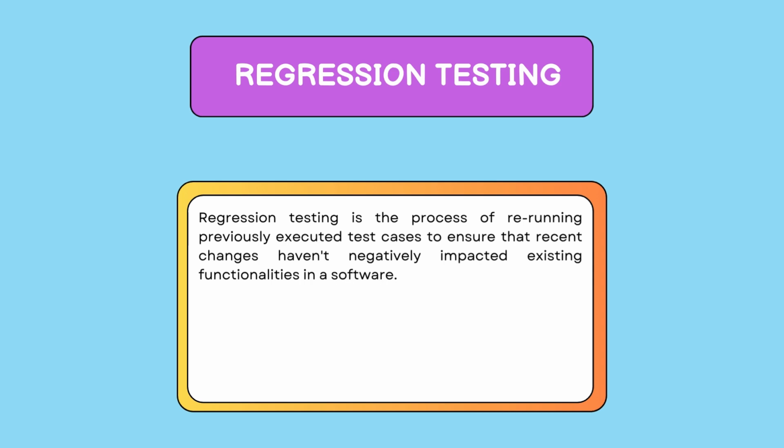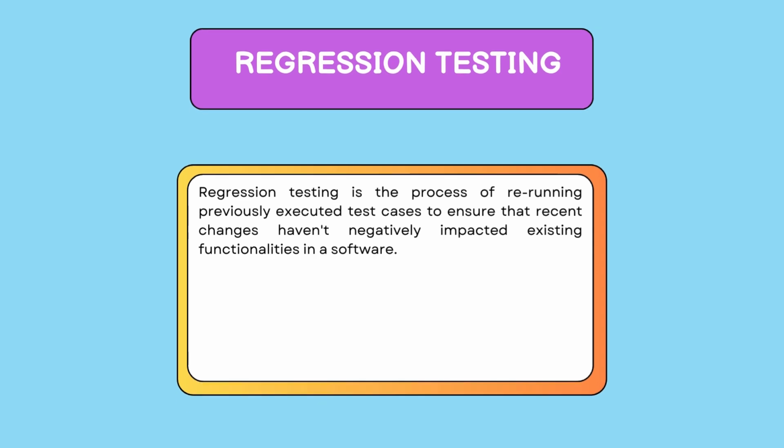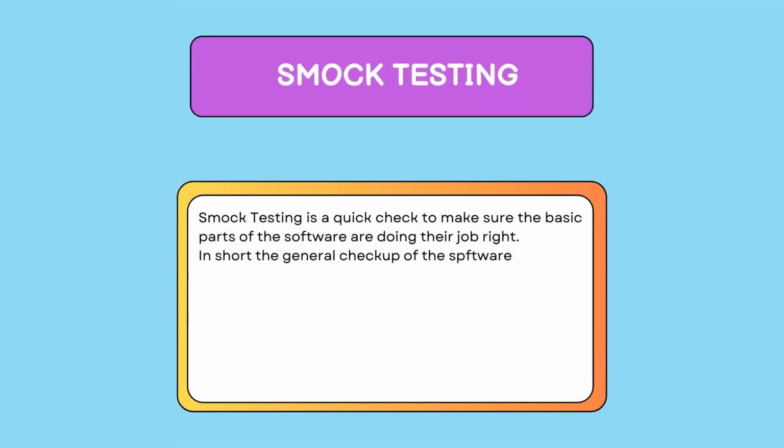Hope you understand that. Now the next term is smoke testing. Smoke testing is a quick check to make sure the basic parts of the software are doing their job right. In simple words, the general checkup of a software is nothing but smoke testing. Let's take one example of any social media platform. Okay, you are well known about Instagram.